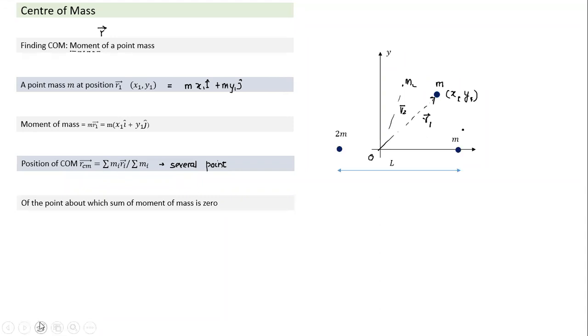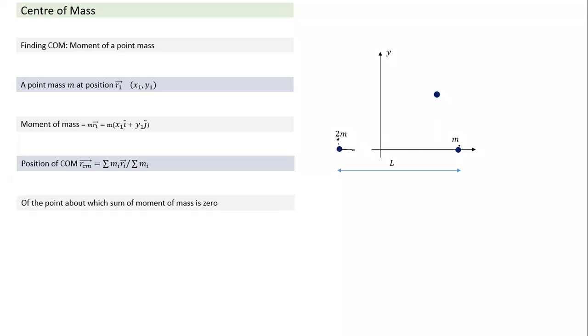Let's see what I mean by the next statement here. Suppose we have two masses, one mass is m, other is 2m, and these two masses are at a distance L. To calculate center mass, I can take different coordinate systems. If I take the coordinate system lying at 2m, I'll calculate the moment of the first mass.